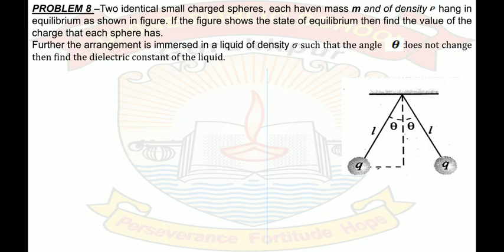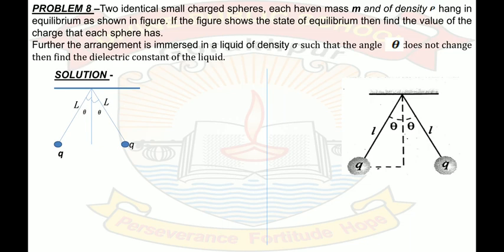Further, the arrangement is immersed in a liquid of density sigma such that the angle theta does not change. Then find the dielectric constant of the liquid. Okay, so this is the question. Let us make the diagram for ourselves. So this is the given diagram. I'll change small l to capital L. Only this thing I have changed, nothing much.